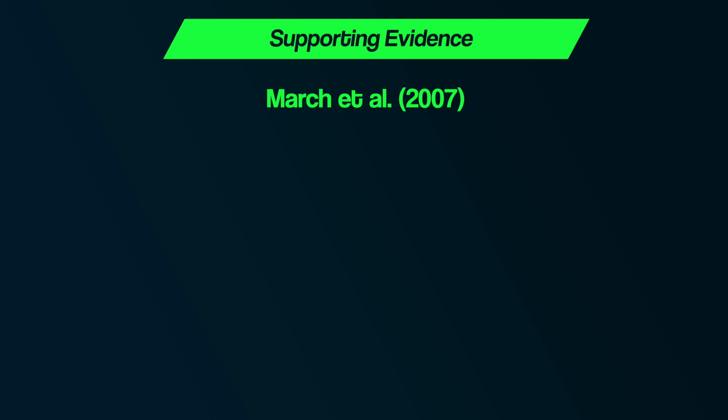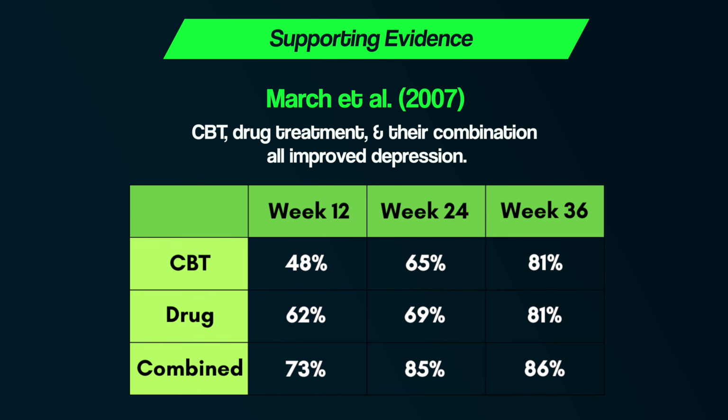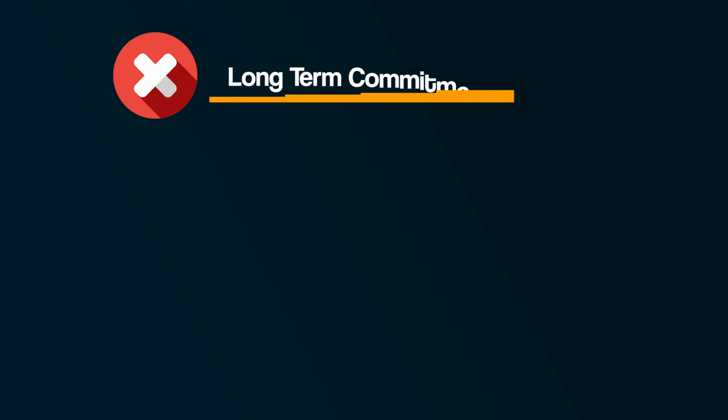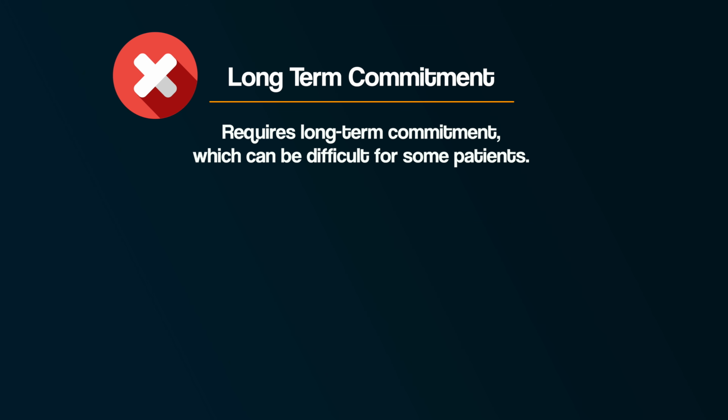Let's now evaluate the cognitive treatment of depression to wrap up this section. Supporting evidence for CBT comes from March et al. in 2007, who found that CBT, drug treatment, and their combination all improve depression, with the combined treatment being most effective at 36 weeks, highlighting the effectiveness of CBT in treating depression, especially alongside medication.